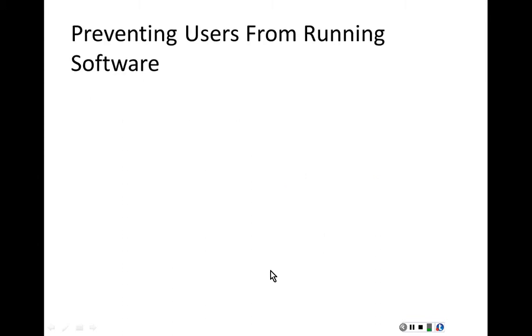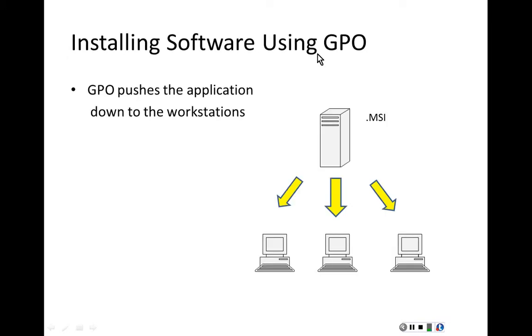Preventing users from running software. Now, we just talked about making sure that software will get installed on certain computers. Now let's look at the opposite. Let's look at preventing users from running certain software.